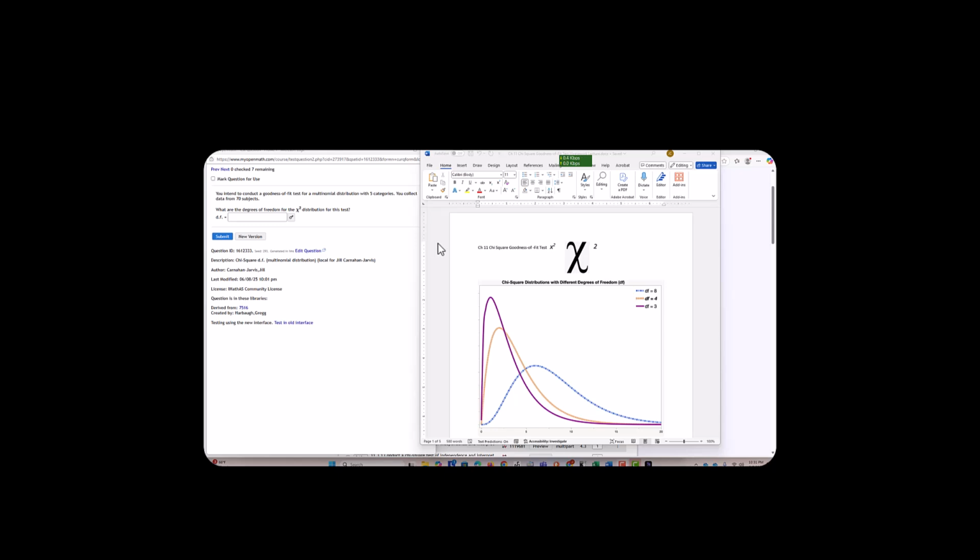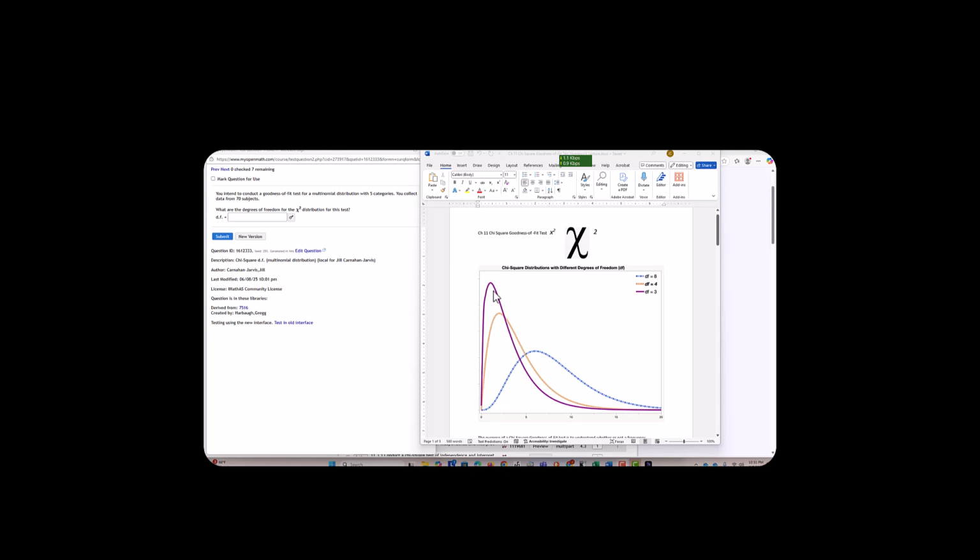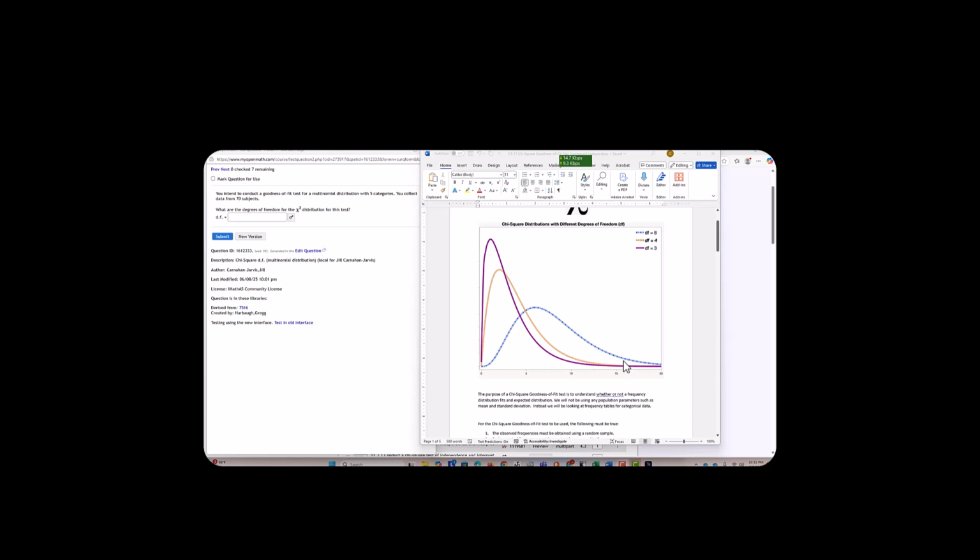So I'm using this to go ahead and just give you a general lecture on the chi-square goodness of fit test. Notice that the chi-square distribution is a right skewed distribution. Notice that as your degrees of freedom increase, your chi-square distribution actually gets more normal. The purpose of a chi-square goodness of fit test is to understand whether or not a frequency distribution fits an expected distribution.